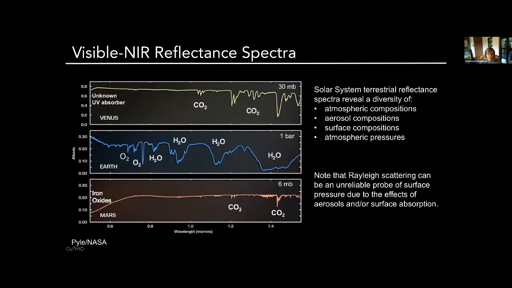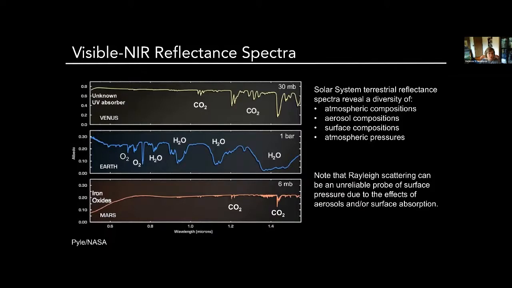For Venus, you have stronger CO2 bands. But throughout most of the visible region, actually, you're really only probing down to about 30 millibars on Venus, because the clouds and their large scattering capacity do in fact stop you from being able to see down into the lower atmosphere. Then for the Earth, we have probably the more complex spectrum, where we have things like oxygen, which we don't see for the other atmospheric compositions, and water vapor that really dominates the spectrum of our planet overall. So these reflectance spectra can reveal a diversity of atmospheric compositions, aerosol compositions, surfaces, and atmospheric pressures.